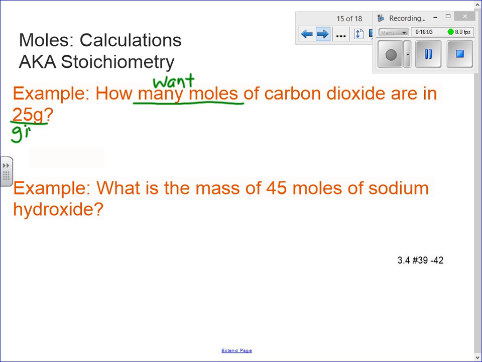What am I given? In this case, it tells me that I have 25 grams. And what substance do I have? Those are the 3 bits of information you need to know. What do I know? What do I want? And which substance am I talking about?